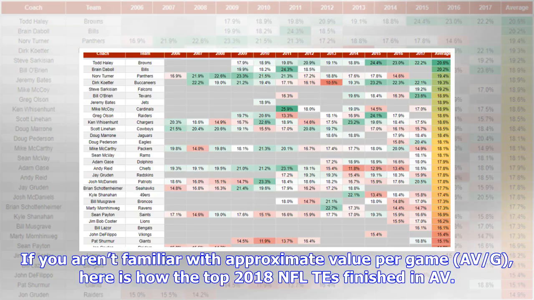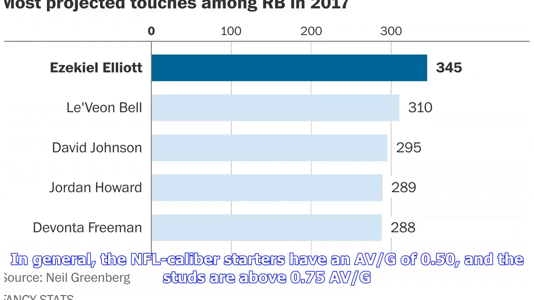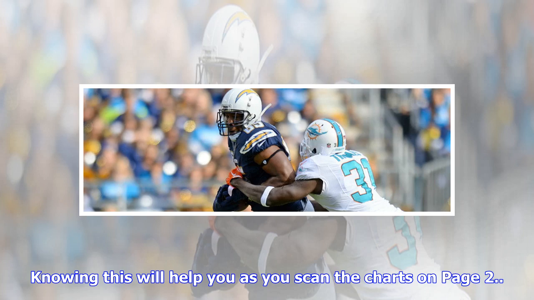If you aren't familiar with approximate value per game (AV/G), here is how the top 2018 NFL teams finished in AV/G. In general, the NFL caliber starters have an AV/G of 0.50, and the studs are above 0.75 AV/G. Knowing this will help you as you scan the charts on page 2.